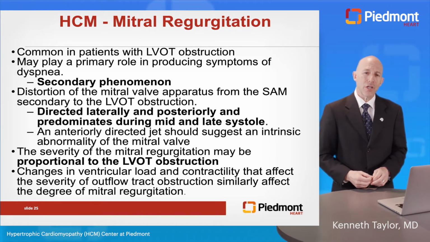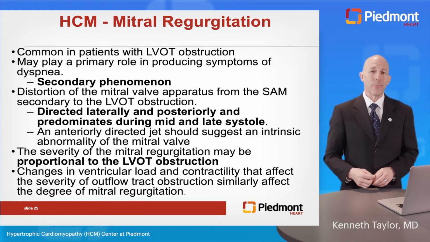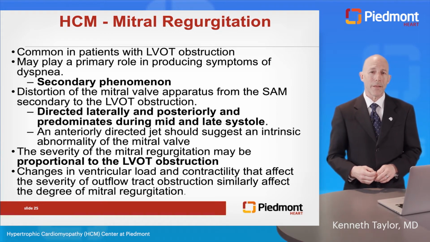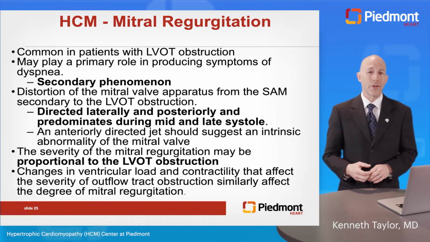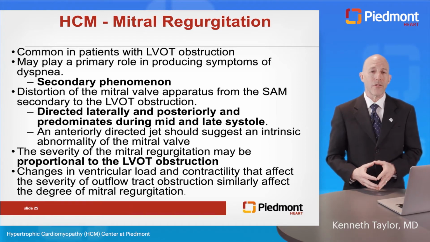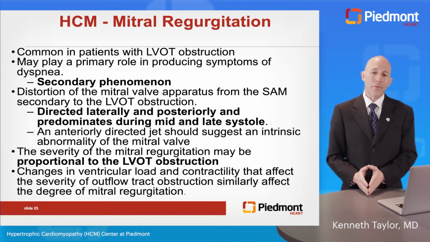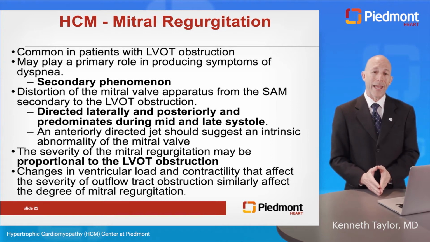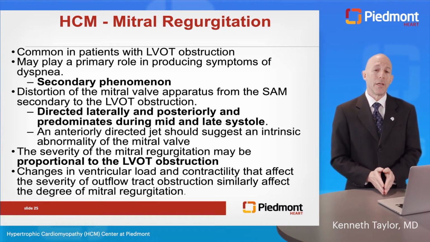Mitral regurgitation is most commonly seen in the obstructive form of hypertrophic cardiomyopathy. It is typically a secondary phenomenon. As we talked about, the systolic anterior motion of the mitral valve is pulled into the outflow tract, and that opens the valve a little bit and allows for regurgitation.